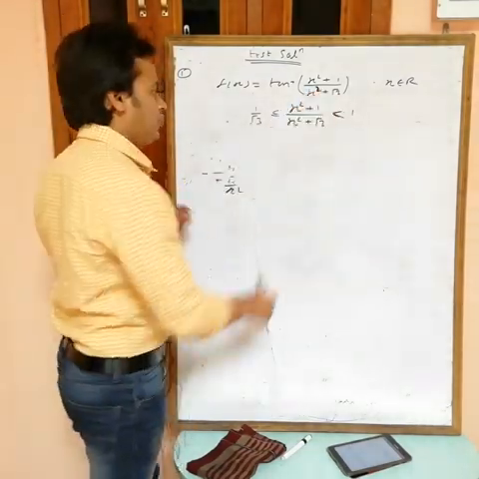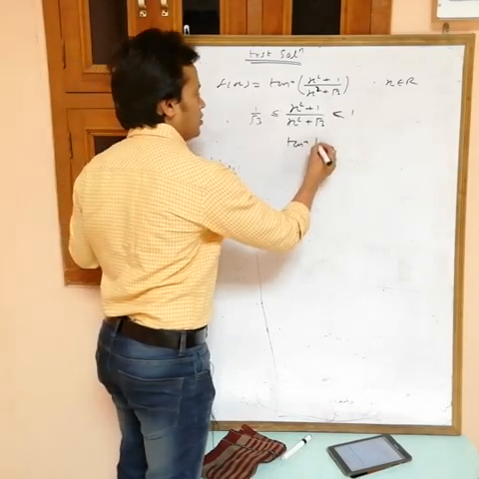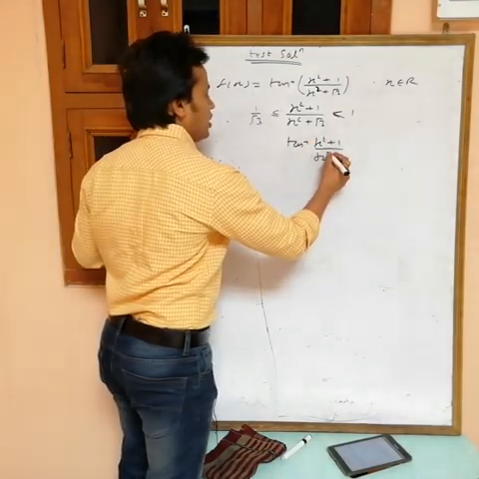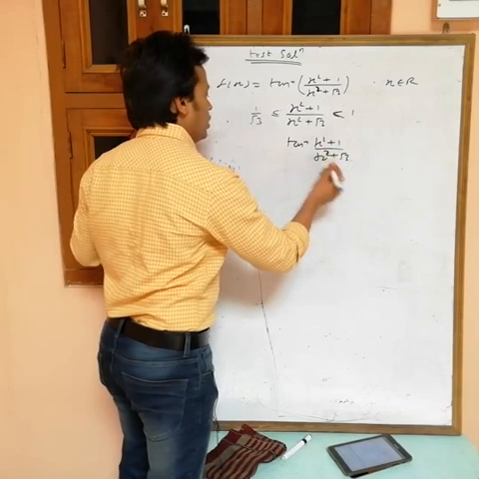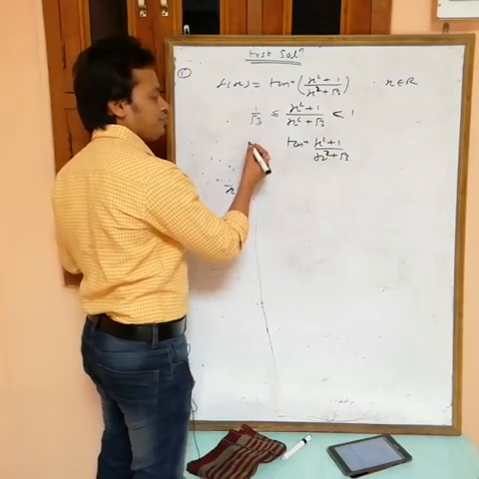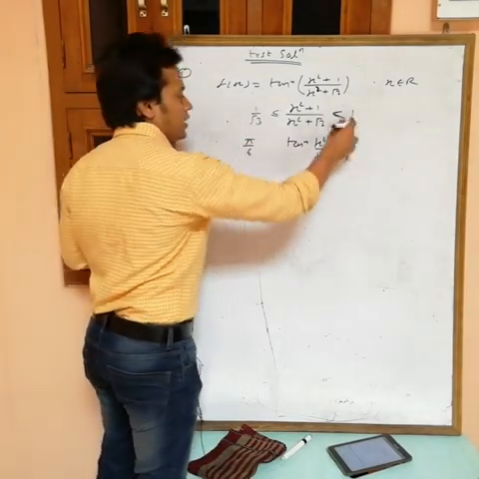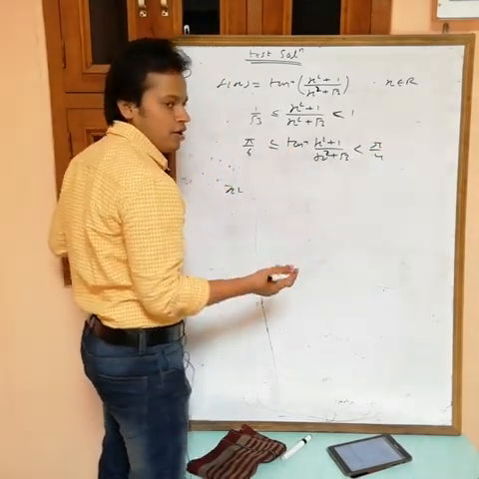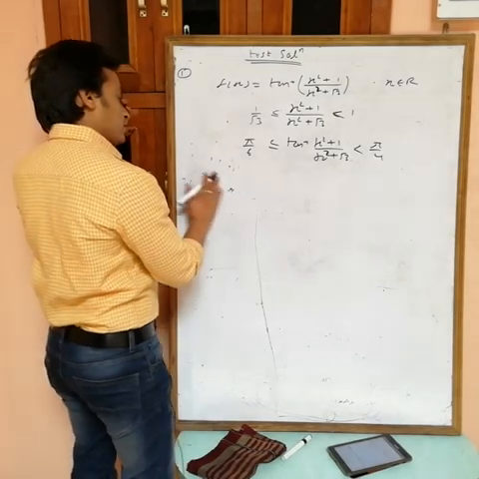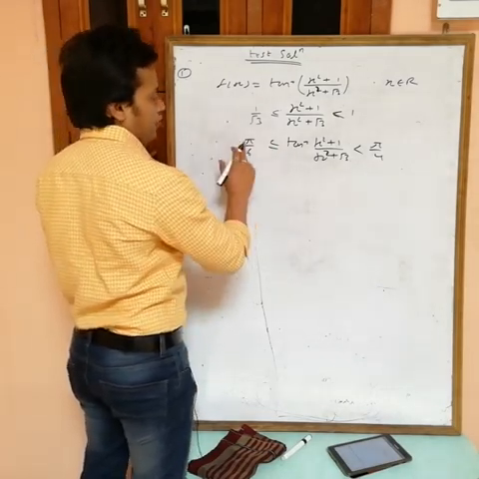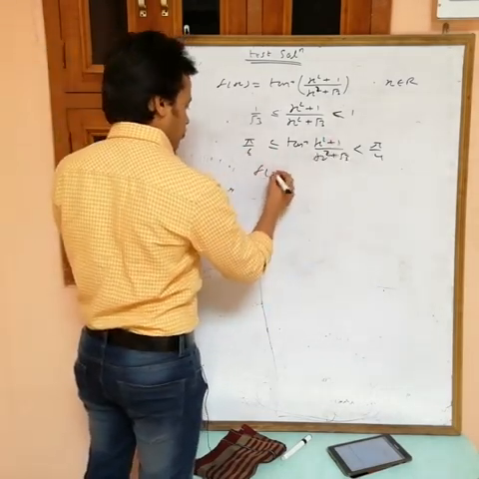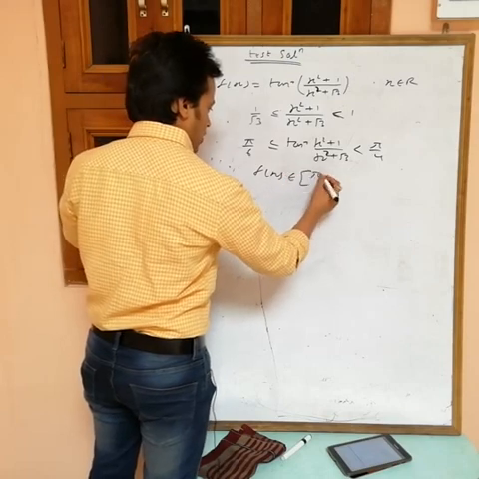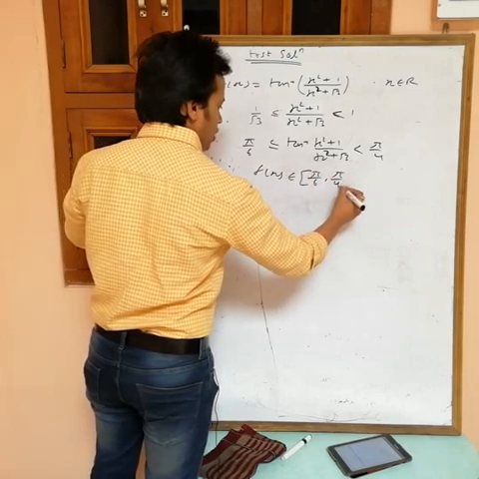Now take tan inverse of (x² + 1)/(x² + √3). Tan inverse of 1 by √3 is pi by 6 and tan inverse of 1 is pi by 4. Tan inverse is an increasing function, so the sign of inequality remains the same. So this is the range of f(x): pi by 6 to pi by 4, pi by 6 including, pi by 4 excluding.